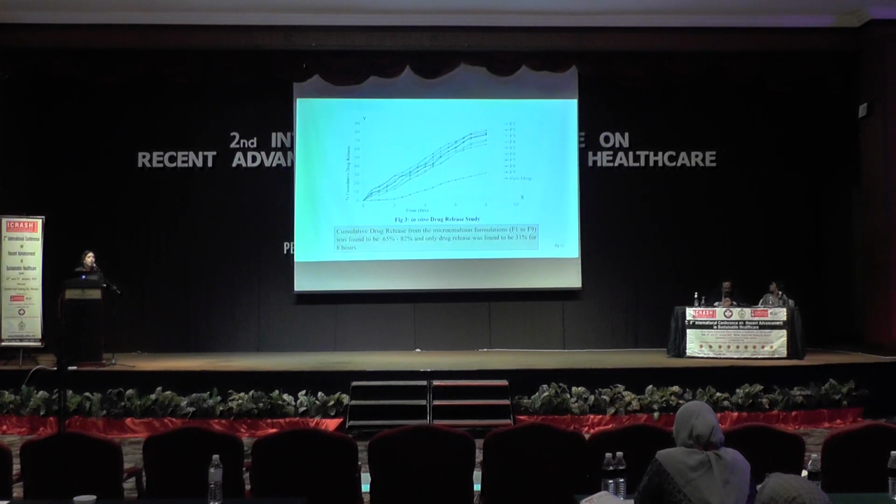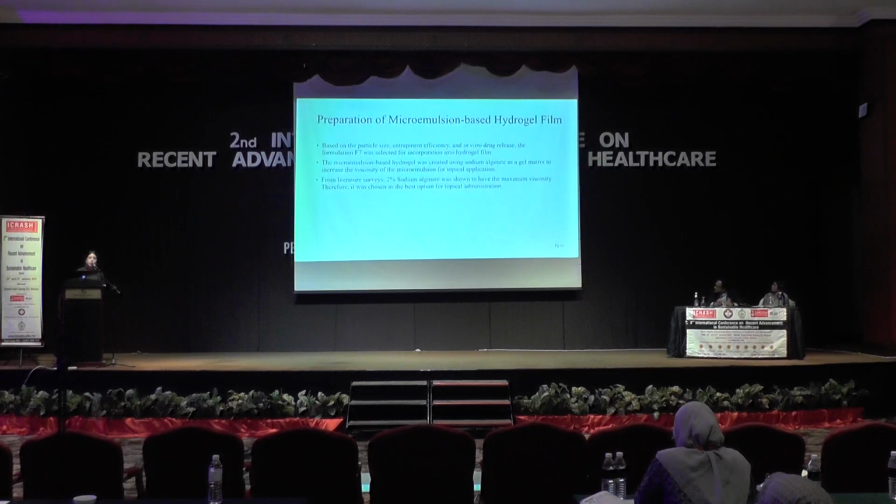This is the graph that I observed, where we can see that for the microemulsion-based formulation, the in vitro drug release for 8 hours is from 65 to 82%, whereas for plain diacerin it is 31%. So based on these results, we chose formulation F7 for converting it into the hydrogel film. For this, 2% sodium alginate was used, and by 1:1 ratio in solvent casting method, we made the hydrogel film and dried it in the hot air oven.